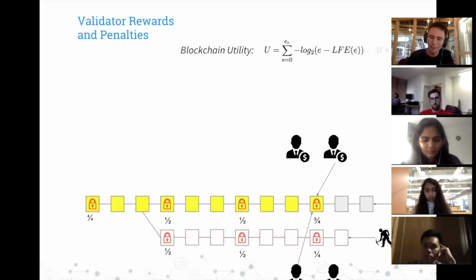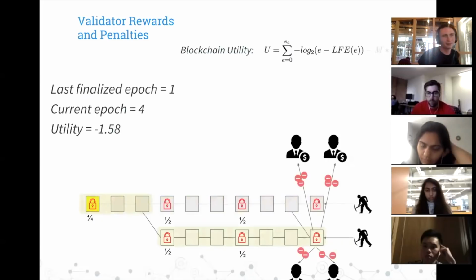But sorry, Karl, just to reiterate, you're saying that if the two forks evolve and go on for long enough and there's no finalization on either fork, then at some point the protocol just declares each fork is independently validated.